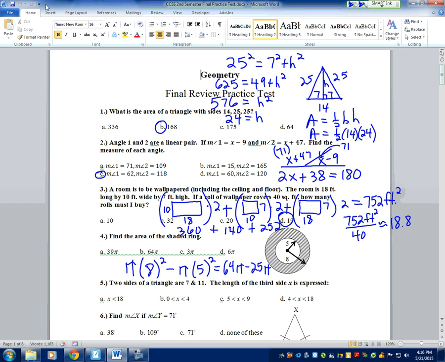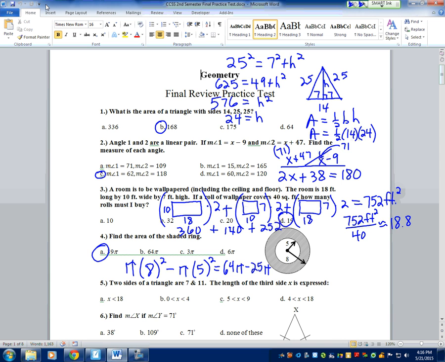And it looks like my answer is in terms of pi. Oh, they're all in terms of pi. So 64 minus 25, answer A is it. You okay on that?